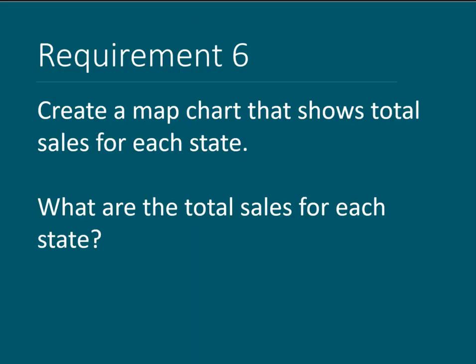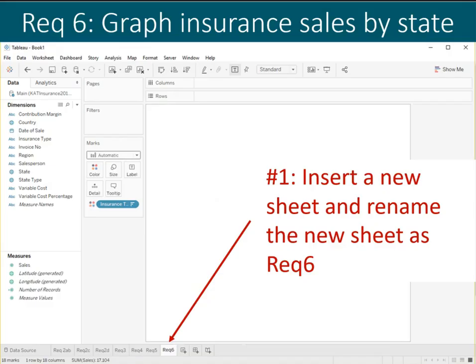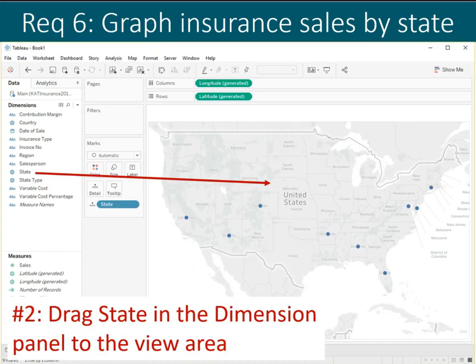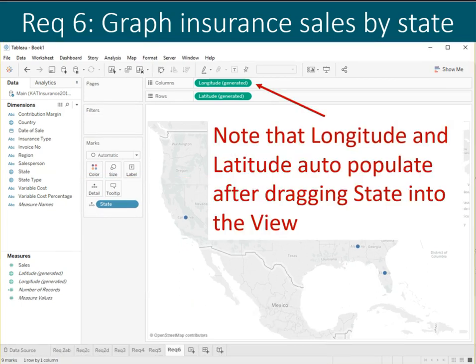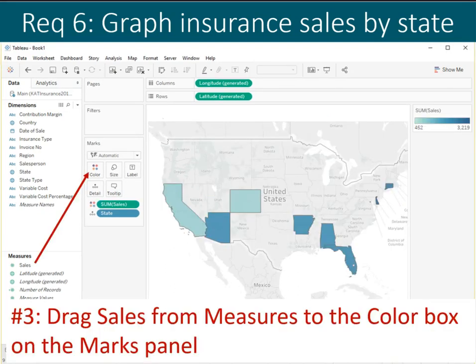In the last requirement, we will create a map chart that shows total sales for each state. Insert a new sheet and rename it Requirement 6. Drag State from the Dimensions pane into the View area. Notice that the longitude and latitude automatically populate after dragging State into the view. Drag Sales from the Measures pane to the color box on the Marks panel.